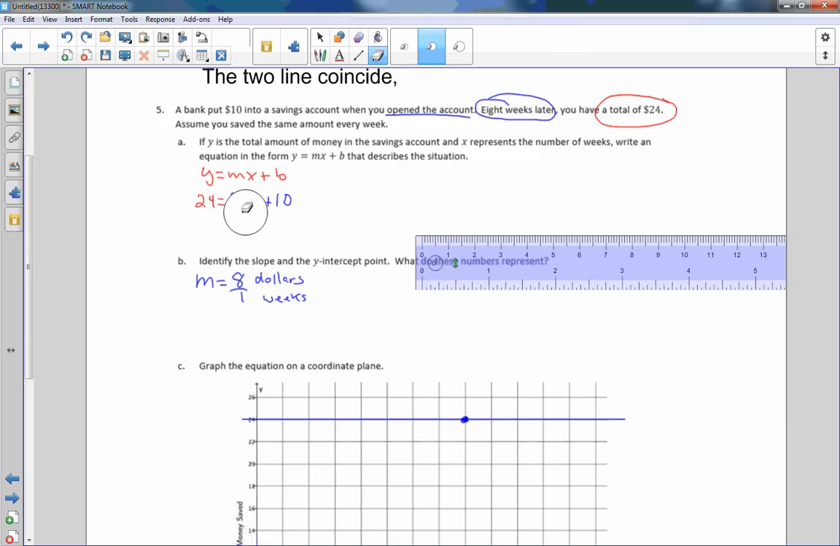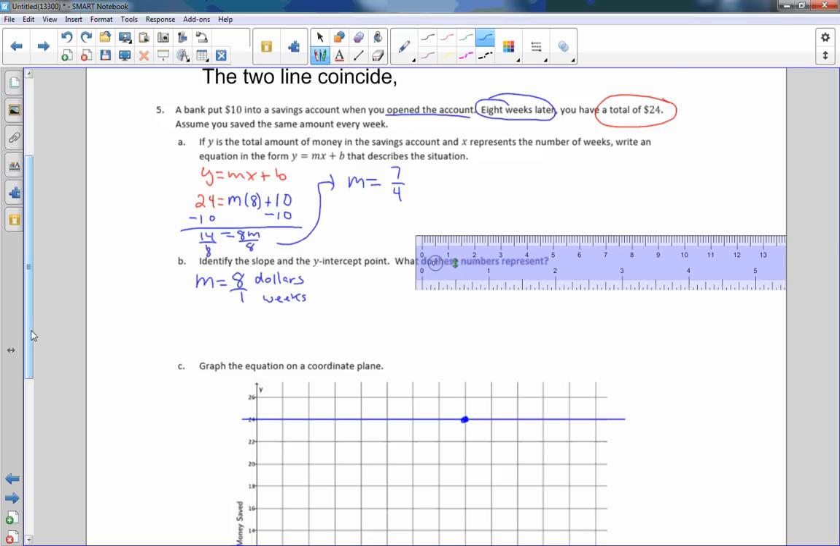Okay, so I'm going to fix my mistake, and I'm going to put m here, and I know that x is 8. That's number of weeks. So in order to find my slope, I need to subtract my b, which is 10, and I'm going to get 24 minus 10, or 14, equals 8 times m, which is 8m. And to find out what m is, I divide both sides by 8. So my m is going to be the reduced 14/8, or 7 over 4. So $7 every 4 weeks.